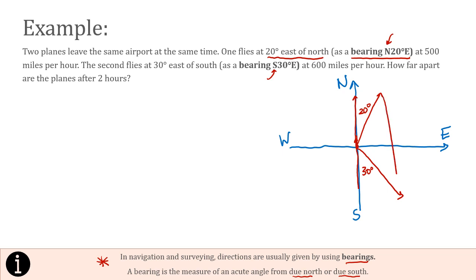After 2 hours. Okay, so we have the angle measures. The other piece that we have is we know the speed of the planes, right? So the first one was going at 500 miles per hour. So after 2 hours, this distance is 1,000. And the second one, going 30 degrees east of south, was going at 600 miles per hour. So the distance that this one has traveled is 1,200 miles after 2 hours.